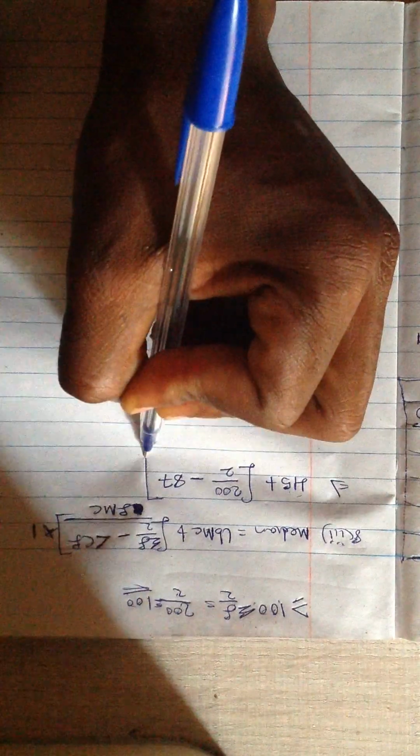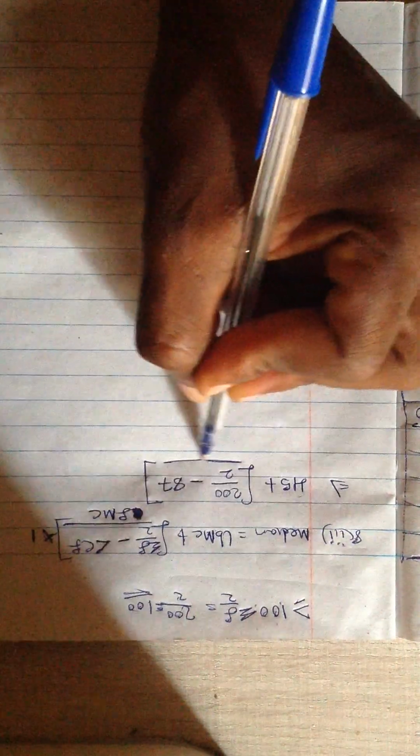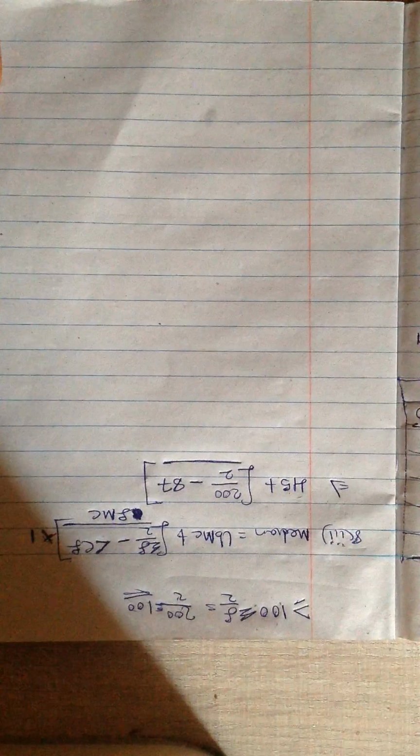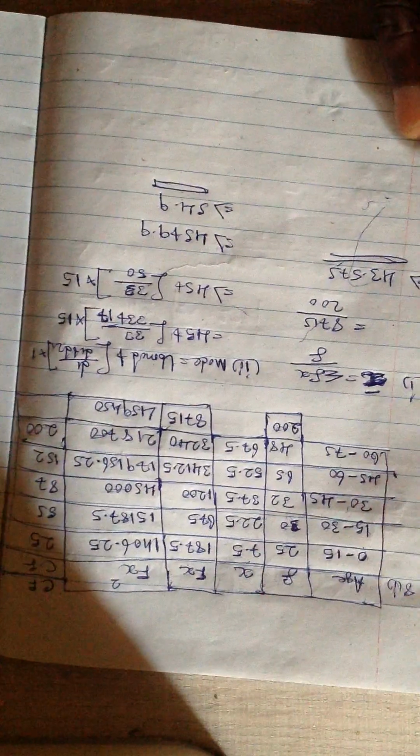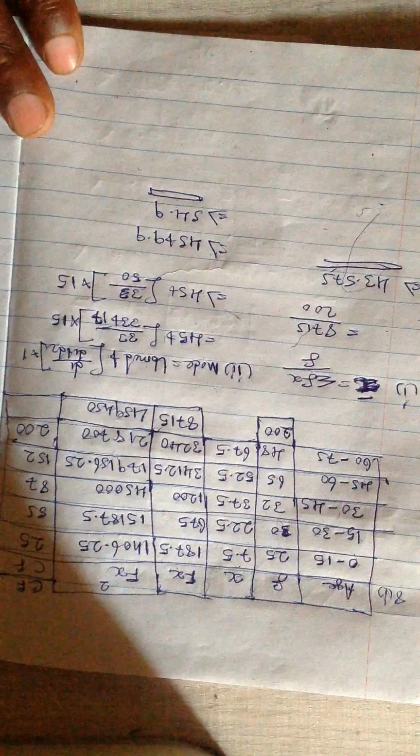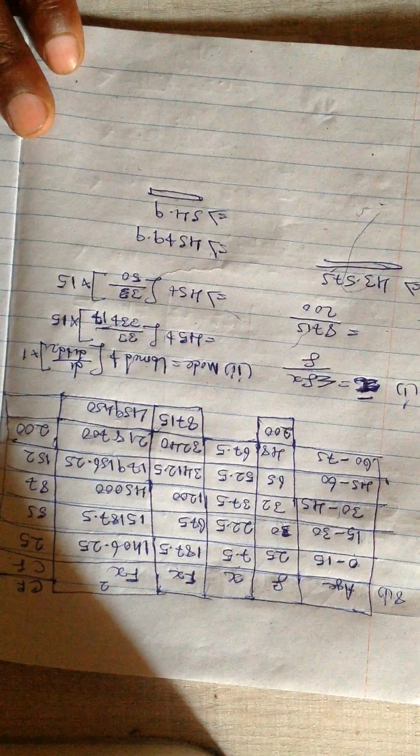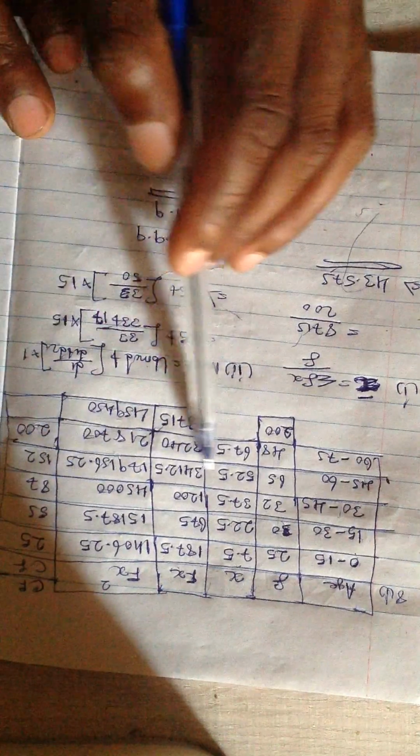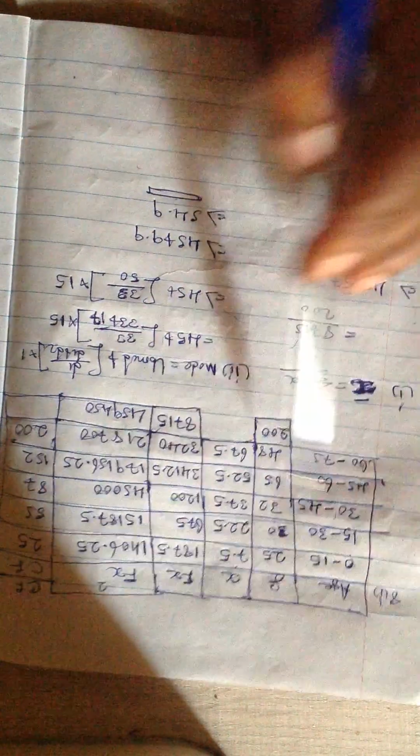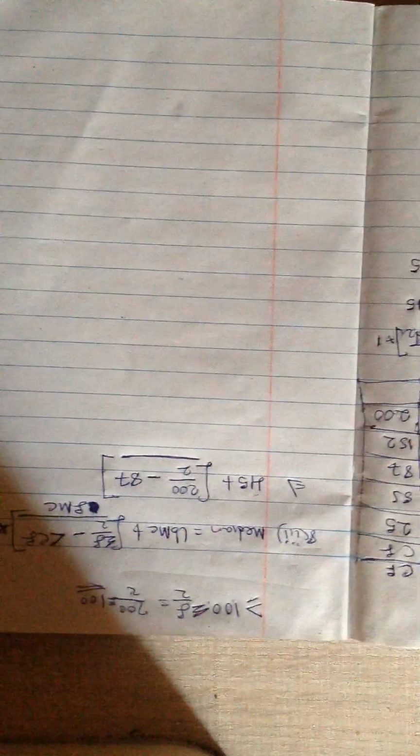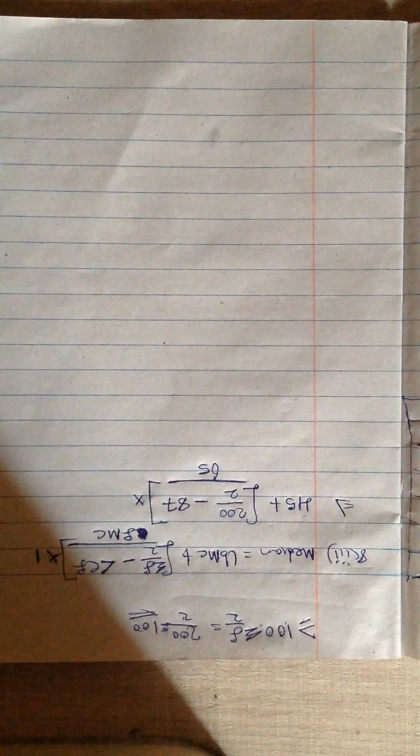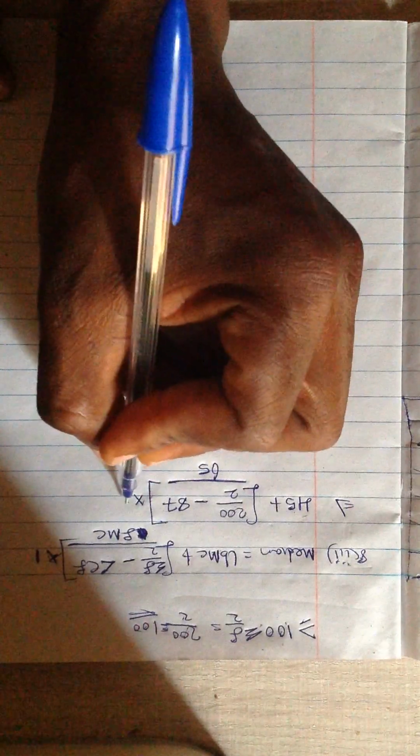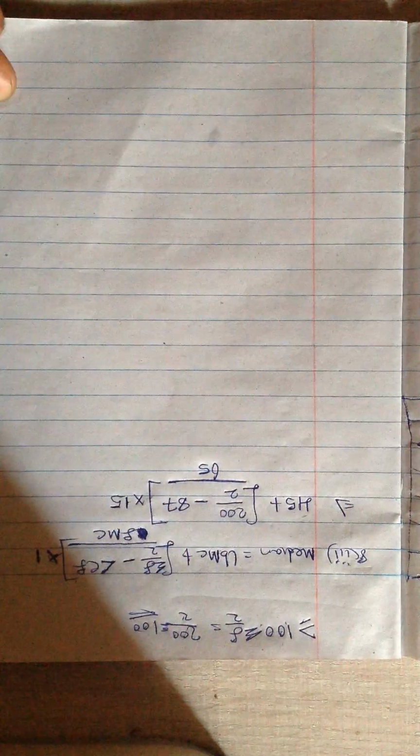Now when you come down here, the frequency of the median class, what is our frequency of the median class in this row? You have this row here. What is our frequency? It is 65. You get your 65, you come here and you place your 65. Then you multiply by, what is our class interval? It is 15.